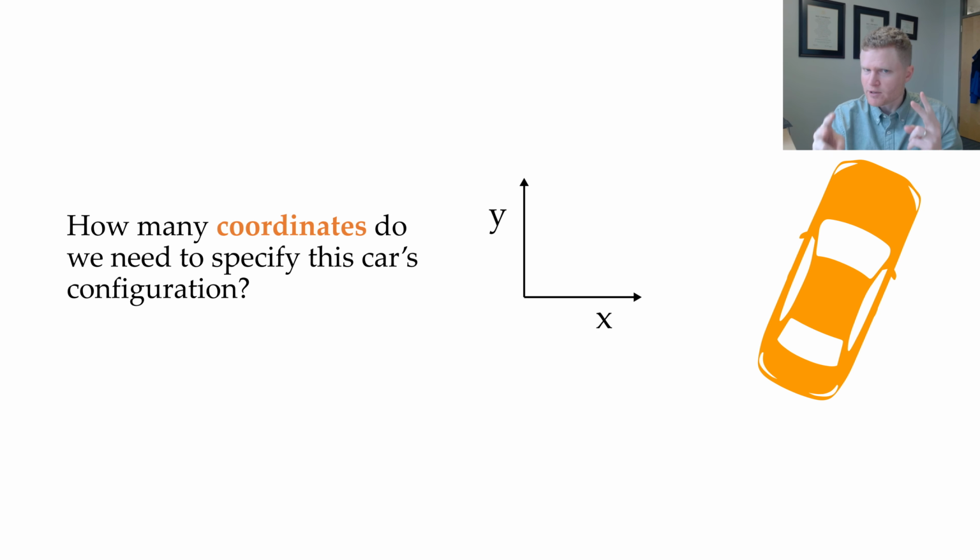Now, you probably thought at least two, right? I need to know my X and Y positions for the car. And if you were very clever, you might have recognized I need three. I need to know the X and Y positions, as well as the orientation around the Z axis. What angle is my car pointing? So I need three coordinates in total to specify where this car is in space.